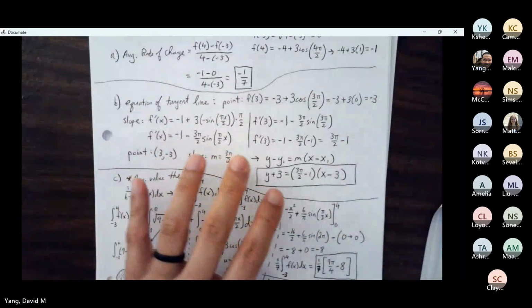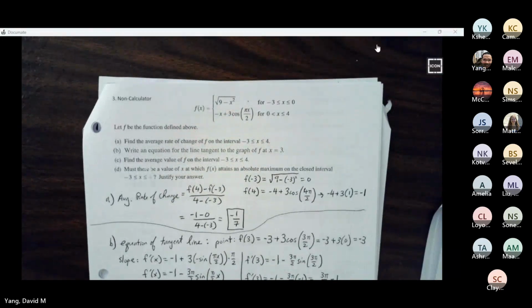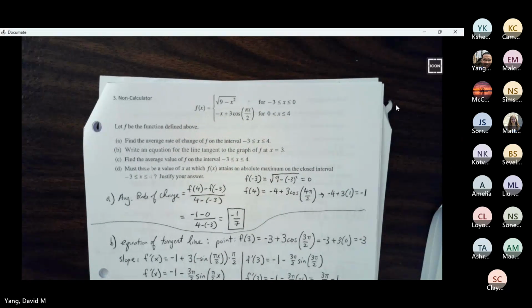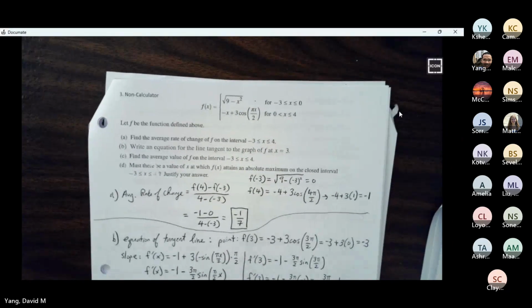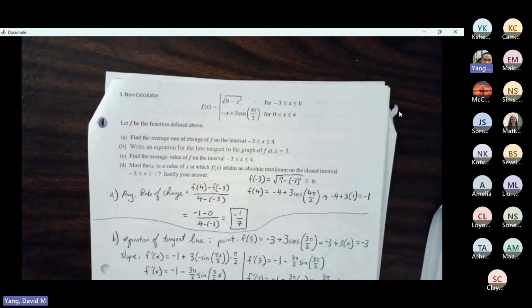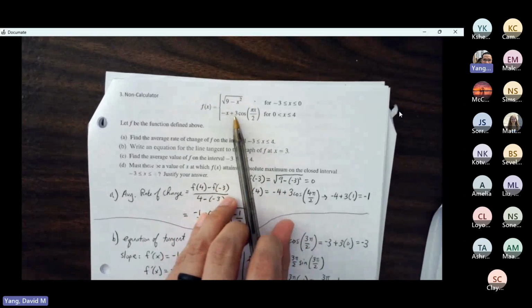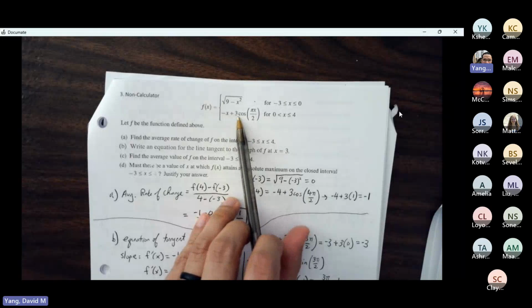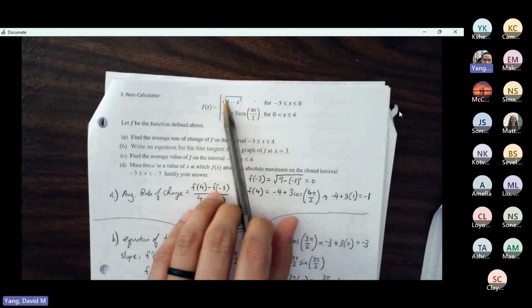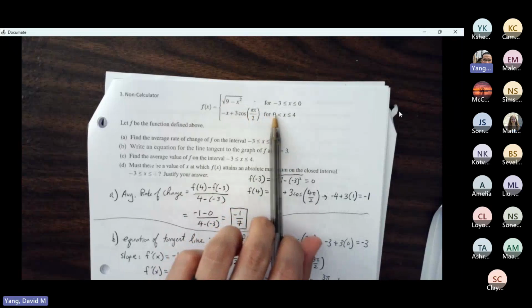Number 3. This is non-calculator. Okay, let f be the function defined above. You have f of x. You have a radical function, and you have a linear plus trig. And this graph is existing between negative 3 and 0, but the other graph is existing from 0 to 4.